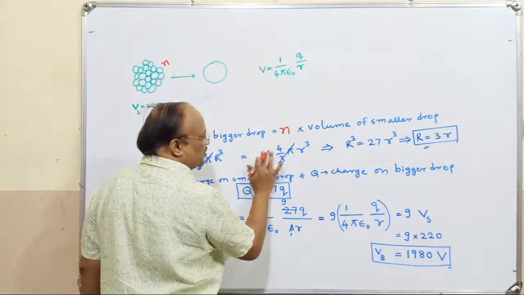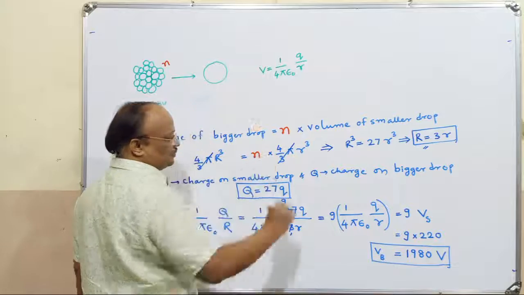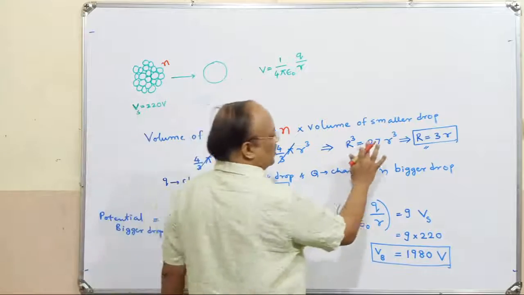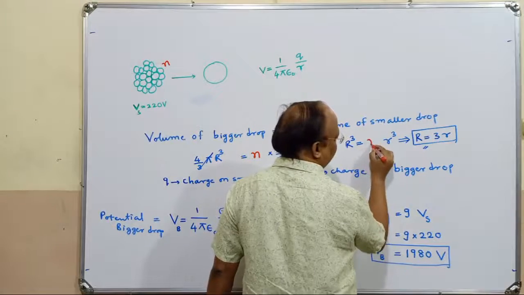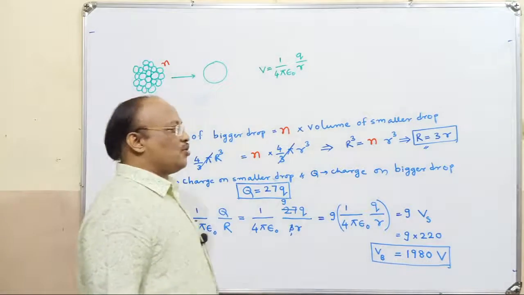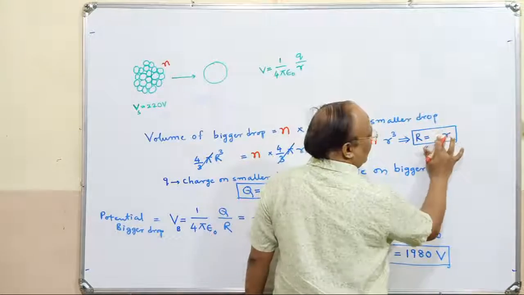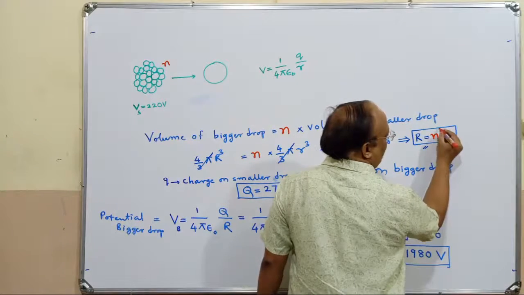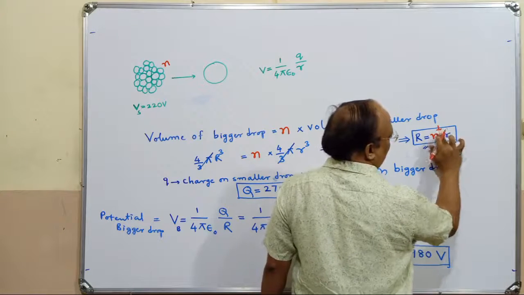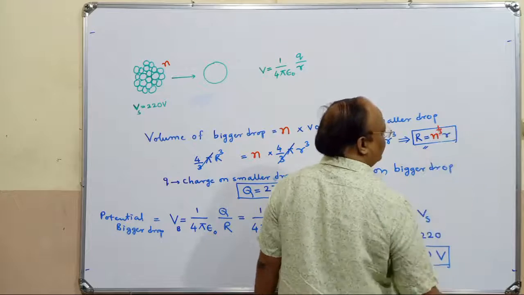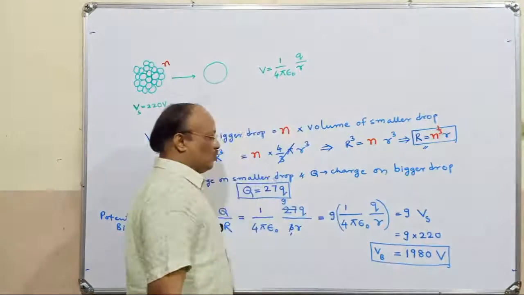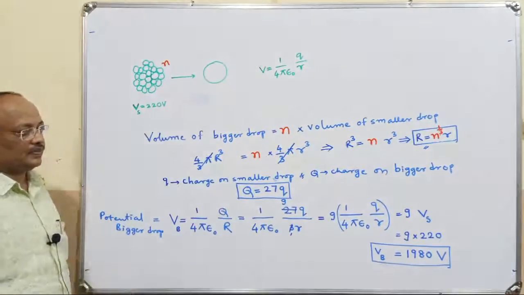So here this becomes our n. This becomes our n. So here also it is n. Okay, taking a cube root, here this will be n to the power of 1 by 3. Taking the cube root here, it is n to the power of 1 by 3.